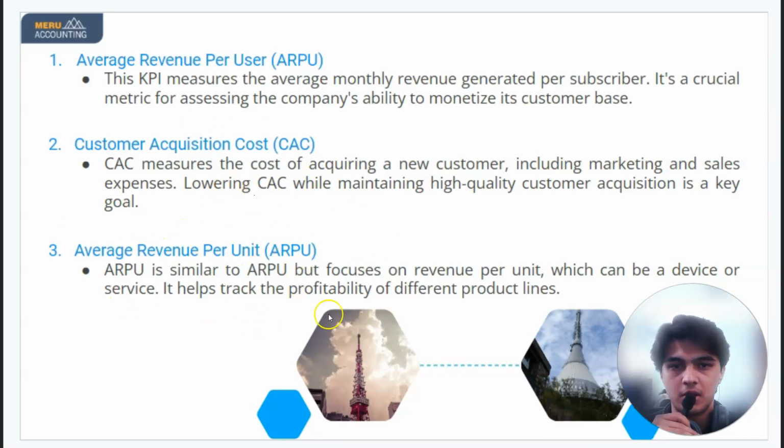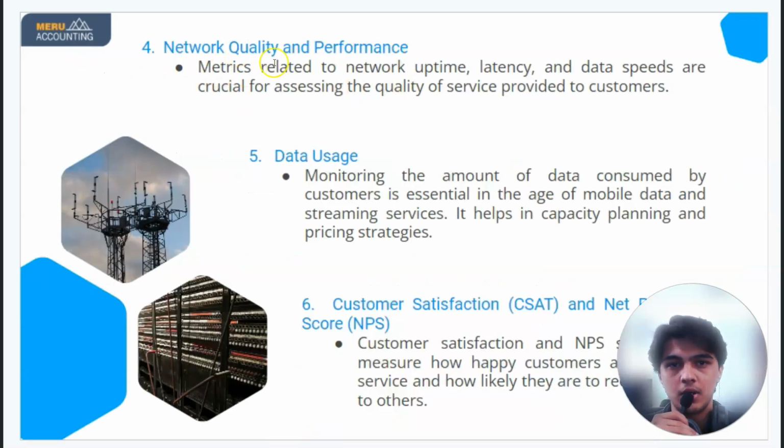Next is average revenue per unit. This indicator focuses on revenue per unit. What is the revenue that you have been making on a unit? Next is network quality and performance. This indicator will calculate the metrics related to your network uptime, your latency, and the data speeds that you are having on your network.